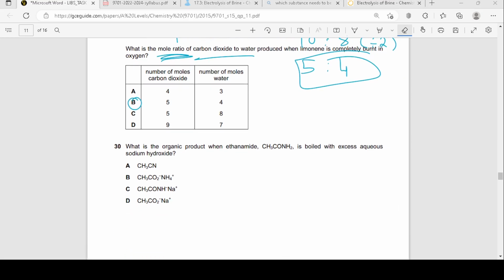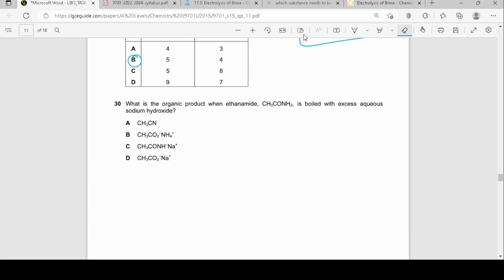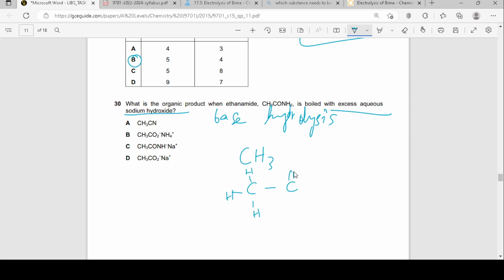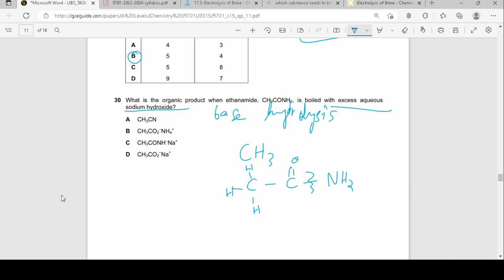All right. What is the organic product when ethanamide CH3CONH2 is boiled with excess aqueous sodium hydroxide? So excess aqueous sodium hydroxide, I suppose that's a base hydrolysis, right? You're basically hydrolyzing it using a base. My God, my handwriting is just a different level of beautiful today, isn't it? That's sarcasm basically. But yes, I really should improve my handwriting. But anyways, this is CH3, let me just write it like this: CH3 and CO and NH2, right? So what I can do is I can just hydrolyze this. And what is the organic product you get?